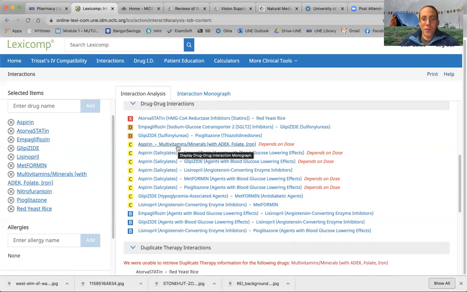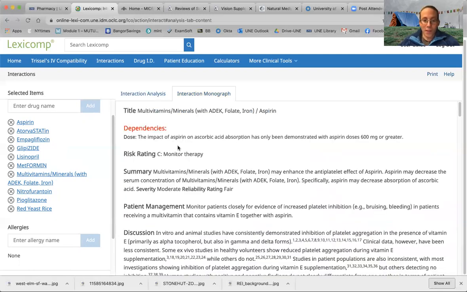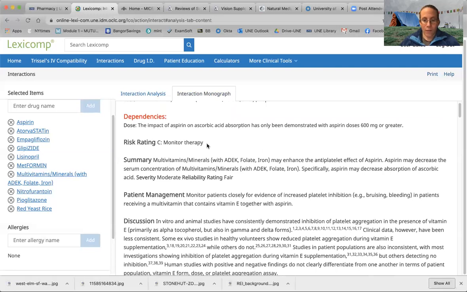All right, so let's look at the multivitamins and see what we see here. Impact of aspirin on ascorbic acid has only been demonstrated with aspirin doses of 600. All right, well, we're giving aspirin 81. Probably not going to have an effect here. I'm not going any further.